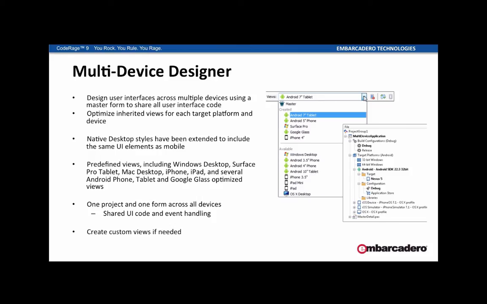We also extended the native desktop styles to have the same UI elements as mobile. So when you're designing a multi-device application, this allows you to easily have a very similar UI that includes the same UI elements such as glyph buttons, etc., across all your platforms that you're developing for. And again, it's one project and a single form across all the different devices, and you have shared UI code and event handling. You can also select on each view, you can add your own code to customize how that view is presented, what code you want to have executed, etc. But each view inherits the code from the master.